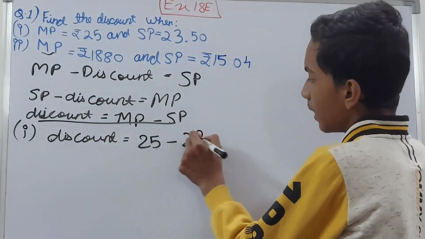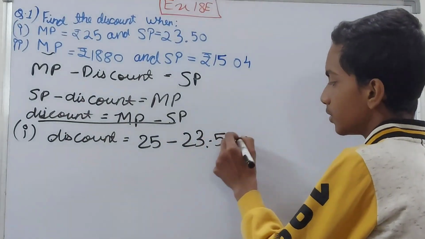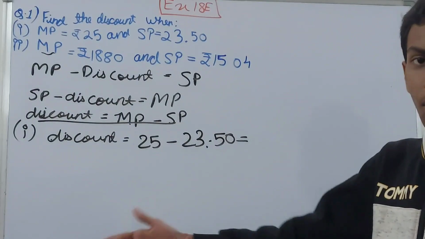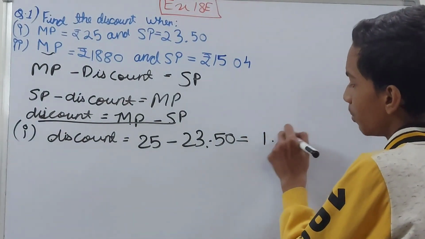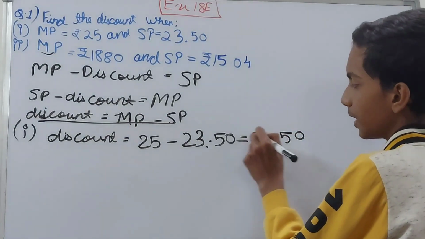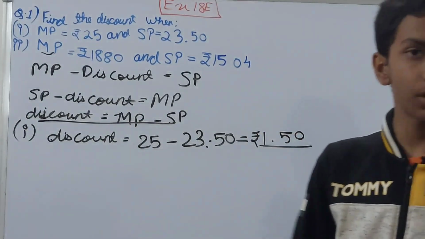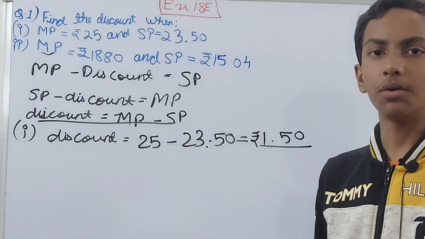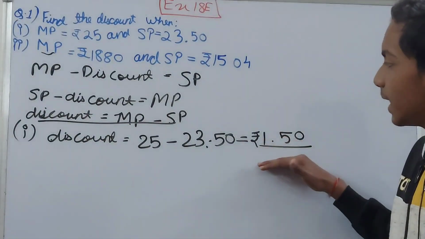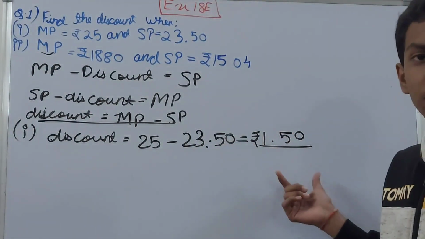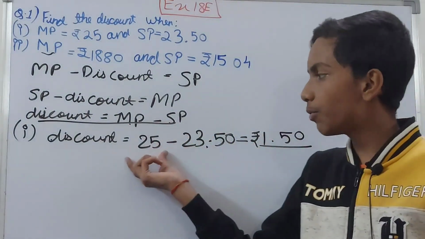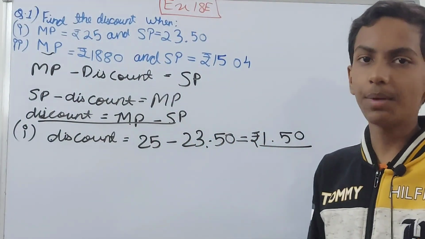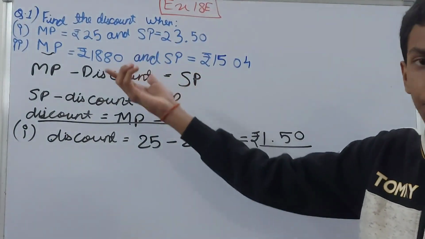23.50 is your selling price. Now we will subtract them, solve it. So you'll get rupees 1.50, right? This is your discount, okay? Or you can say the discounted amount as well, okay? So you see that on 25 rupees, this much money is being given as a discount. So this will be subtracted from 25 and that is the amount you will pay. That is your selling price, 23.50.